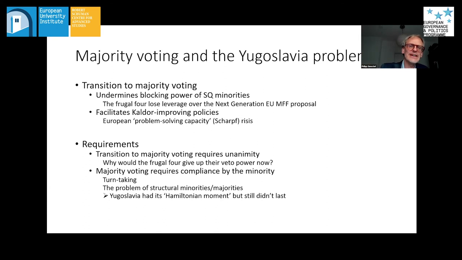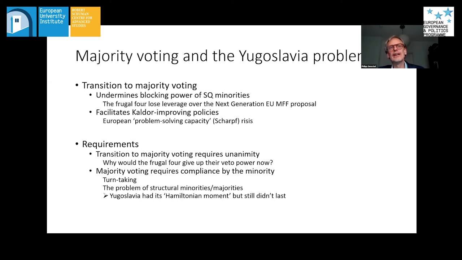And secondly, even if the Frugal Four could be made to give up their veto now, why should they comply in the future? Now, majority voting works well if there's a certain turn taking between the winners and losers of policy making. If there are structural minorities and structural majorities, majority voting is a problem, as the case of Yugoslavia has clearly shown. Yugoslavia had a fiscal risk and burden sharing problem. The problem was that all transfers always flowed in one direction, from the north to the south, and that contributed to ripping the federation apart.